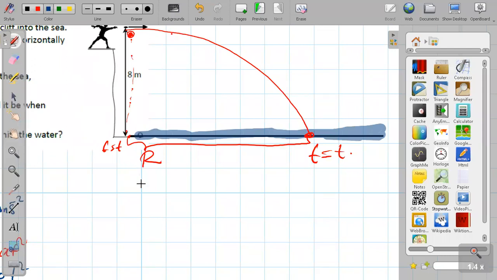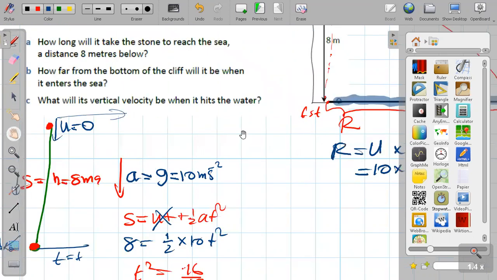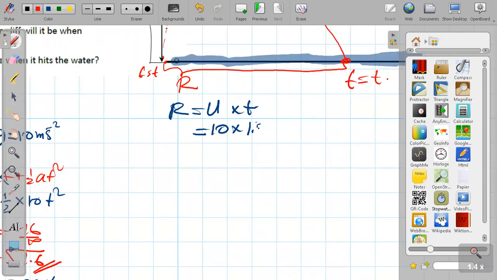Now, that thing, the time thing you have, the other one is what? U times T. U is like 10 times 1.26, no? The answer is going to be 12.6 meters, because there is a reason why the horizontal velocity will never change throughout the motion.